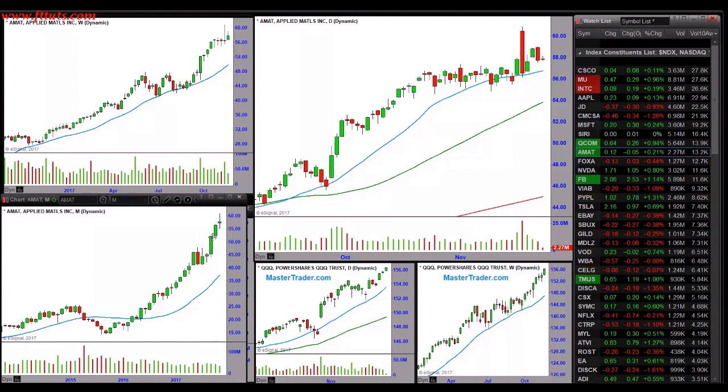AMAT, a lot of extended stocks, especially in the technology sector. Topping tail on the weekly, which is this reversal. So nothing to do. It's strong. Got a giant red bar being ignored here. It's holding up rather well. We could come back to it, but nothing to do right now.